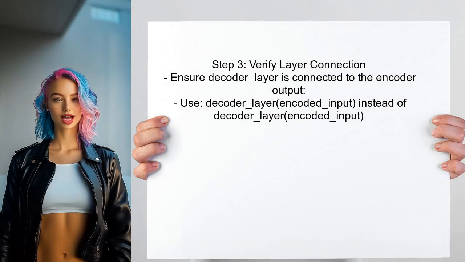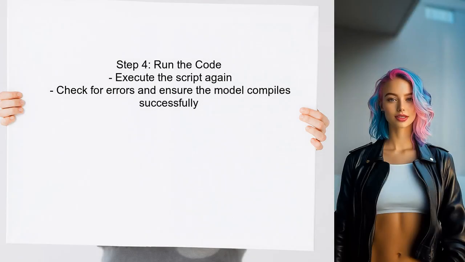After adjusting the input shape, the user should verify that the decoder layer is correctly connected to the encoder output. This ensures that the data flows correctly through the model. Finally, the user can run the code again to check if the error is resolved. If everything is set up correctly, the model should compile without any issues.